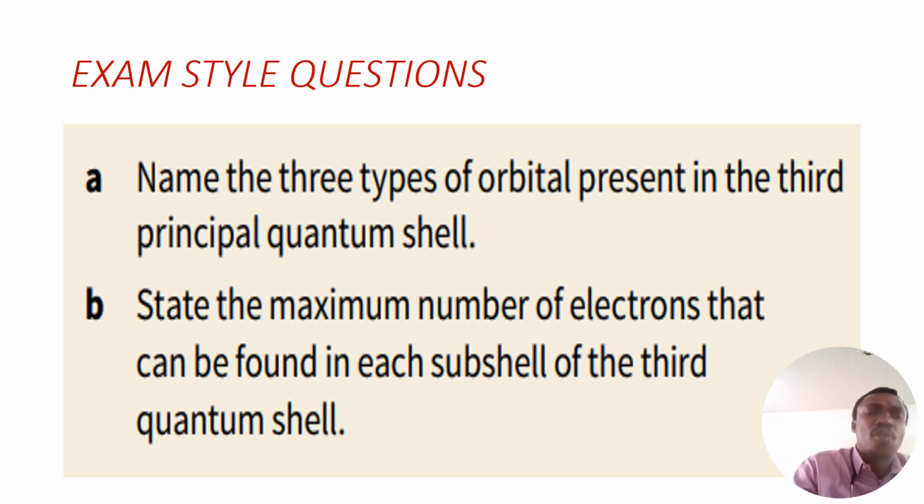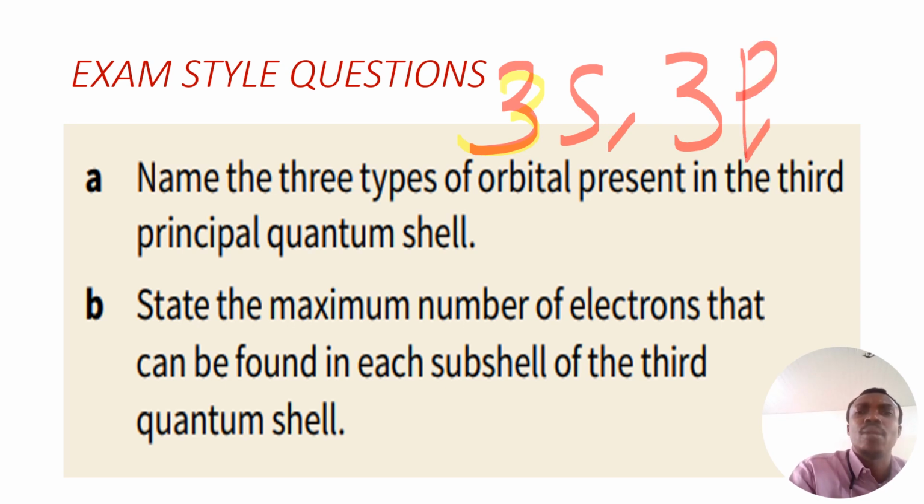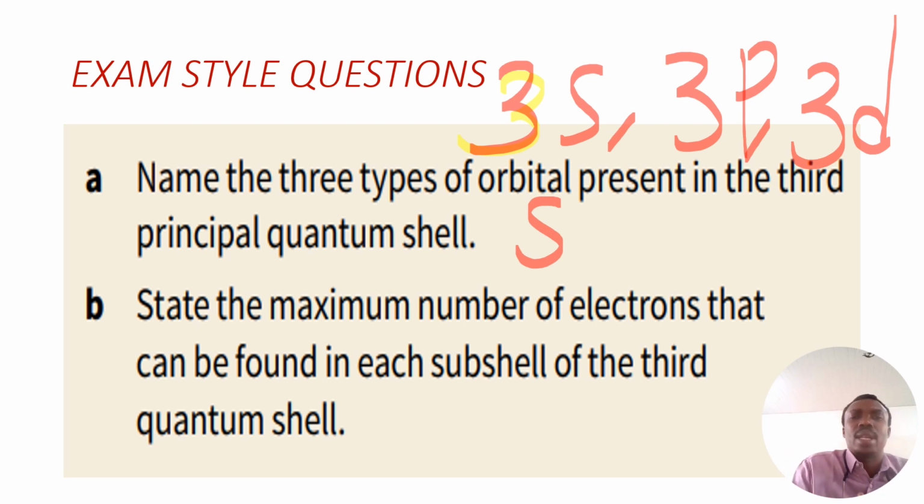So if we go to the first one, we look at the three types of orbitals present in the third principal quantum shell, the third principal quantum number, which is 3s, 3p, and what? 3d. That means we have the s subshell, which is the s orbital, the p subshell, and the d. So these are the three types of orbital present in the third principal quantum shell, which is 3s, 3p, 3d, which are s, p, and d.